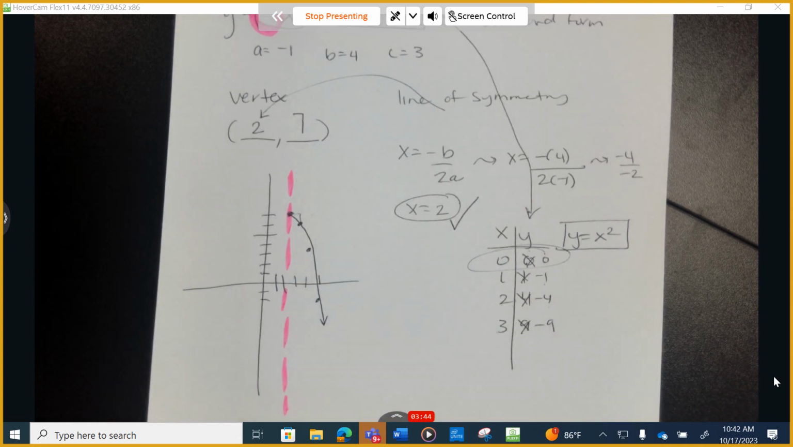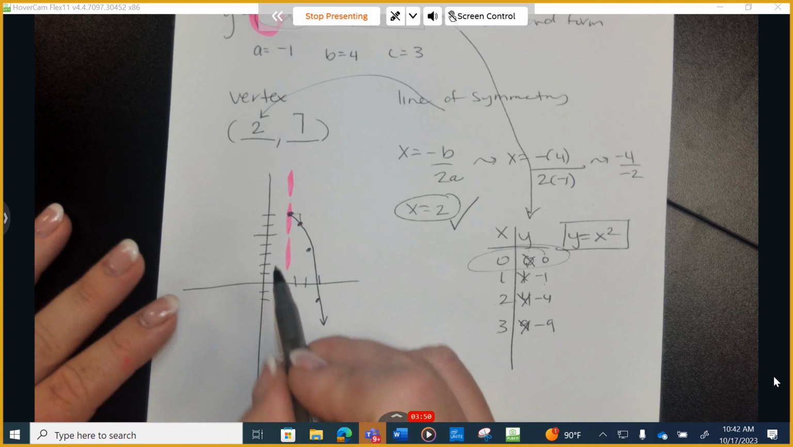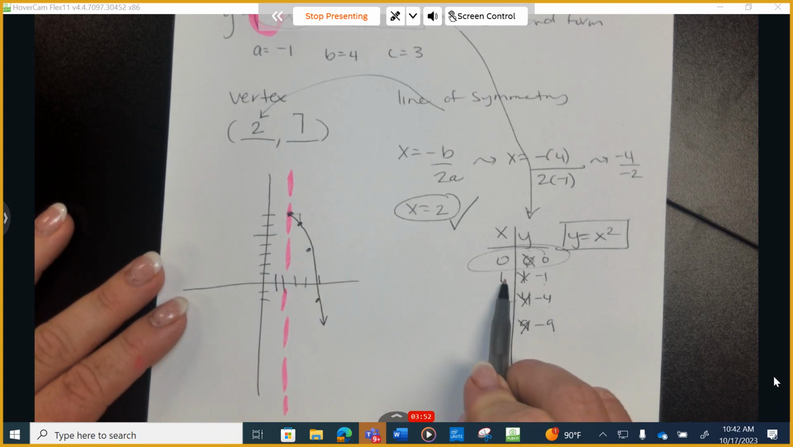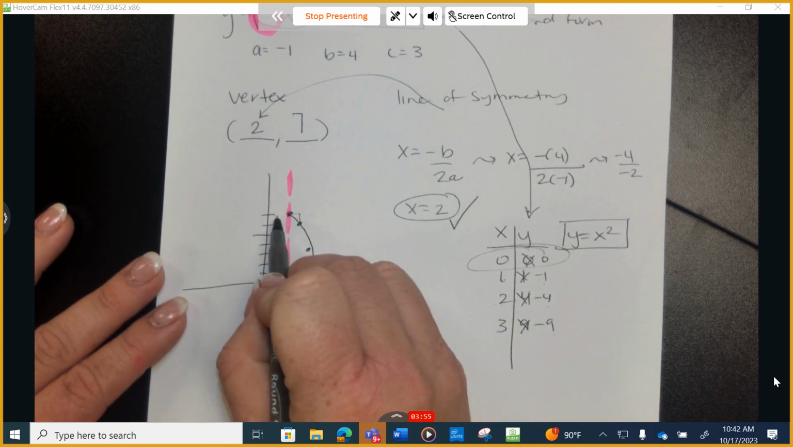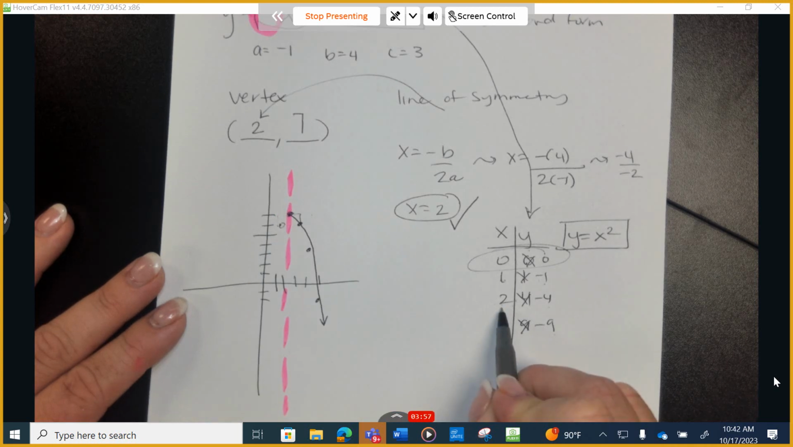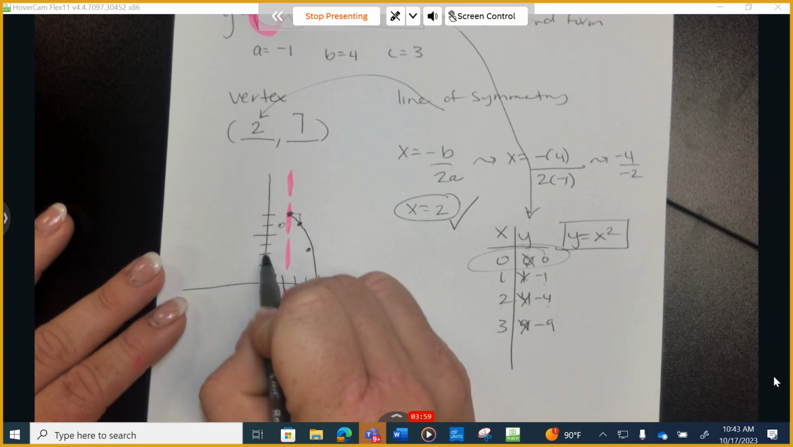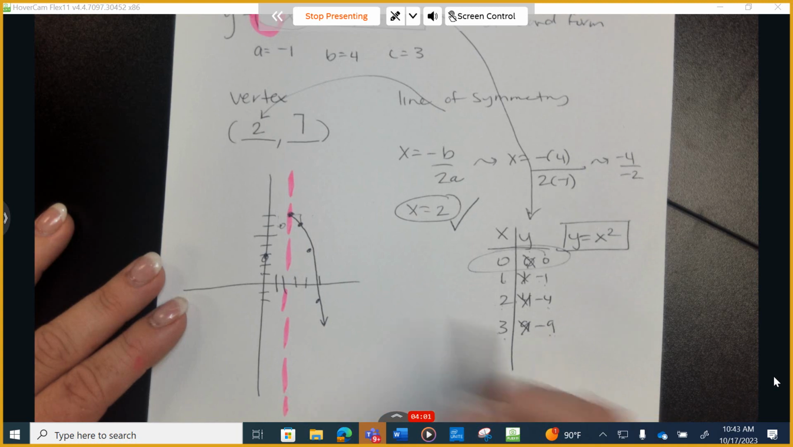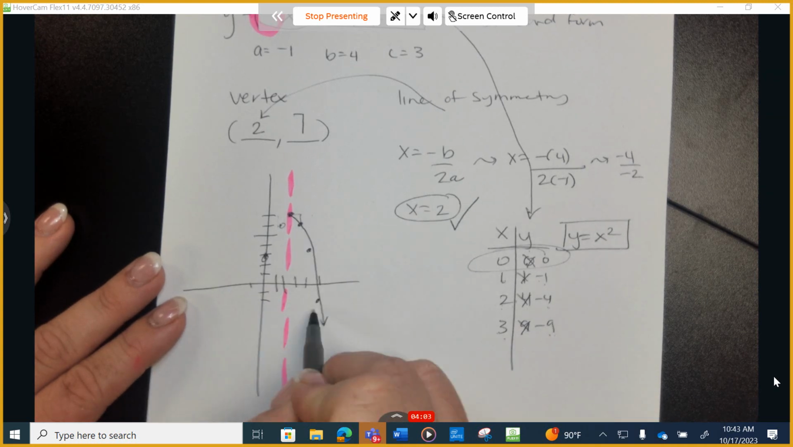Now a parabola has 2 equal sides. That line of symmetry cuts it in half, making it symmetrical. The left side is equal to the right side. So we can do the same thing going to the left. 1 to the left, 1 down. 2 to the left, 4 down. And 3 to the left and 9 down.